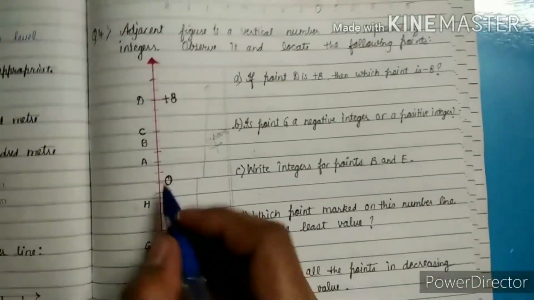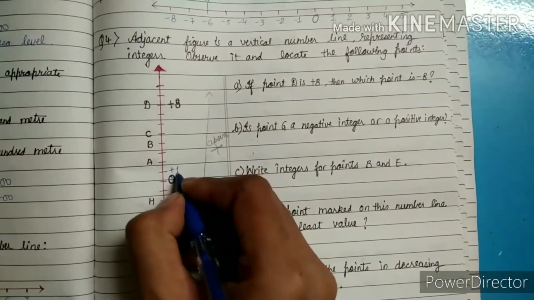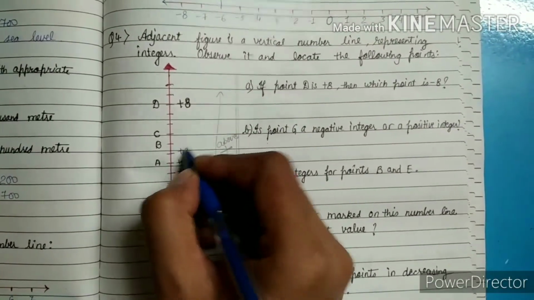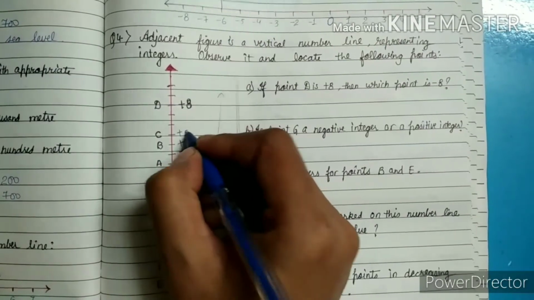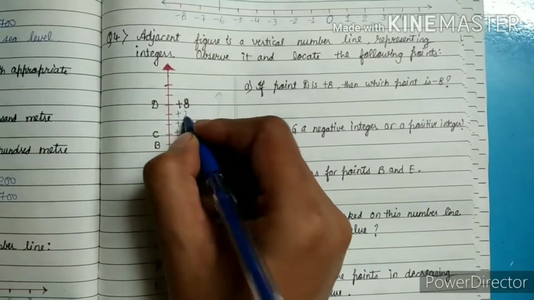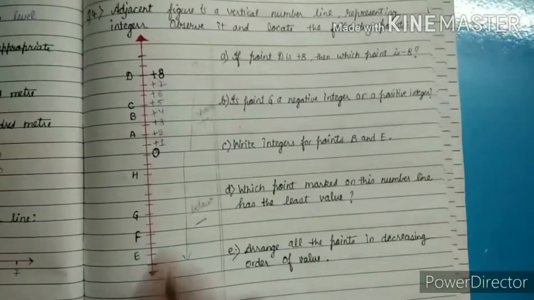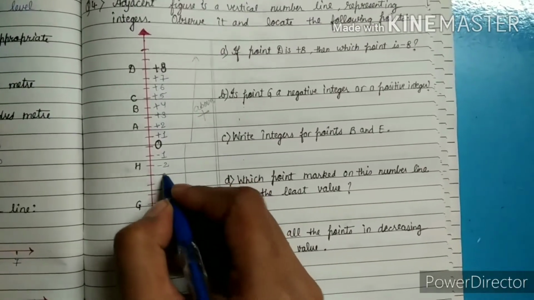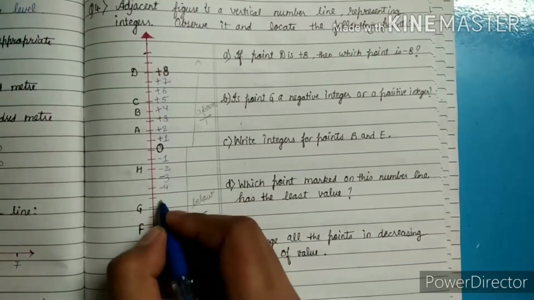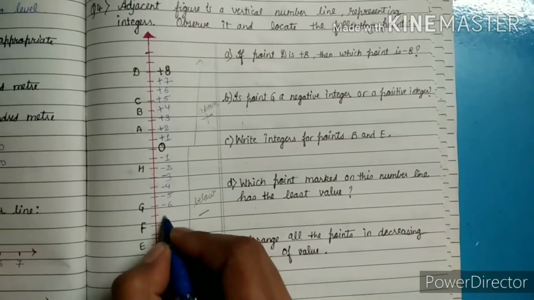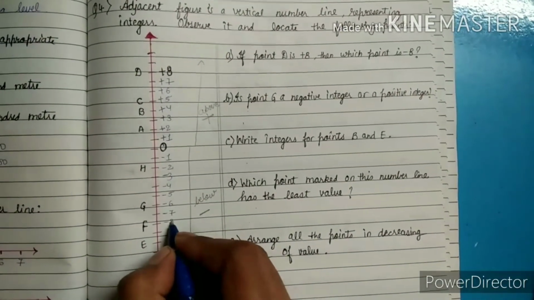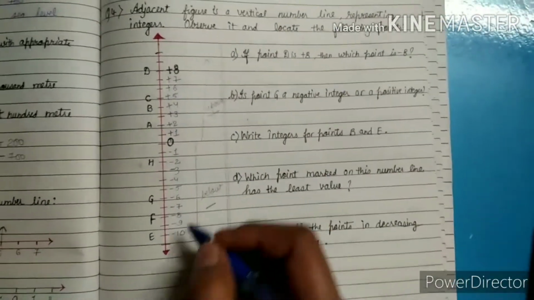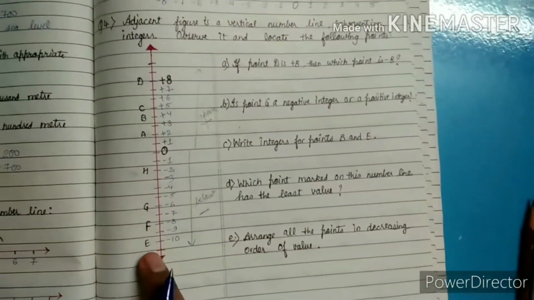Okay, above 0, firstly we have +1, then +2, +3, +4, +5, +6, and this is +7. Same as below 0, the first number is -1, then -2, -3, -4, -5, -6, -7, -8, -9, -10. So here we put all the integers that are showing an alphabet.